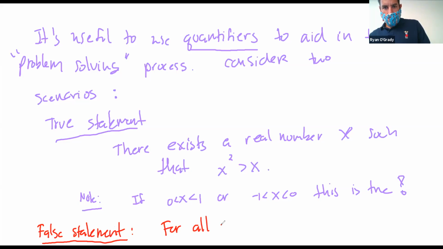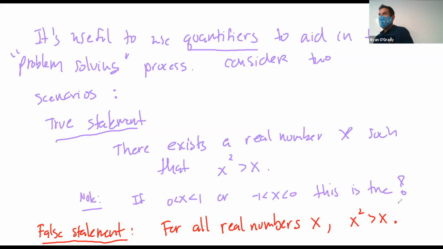For all real numbers x, x squared is greater than x. That is clearly false. Why do I know it's false? Let me rephrase that. We would say this statement is false because, intuitively, we found a counterexample. Think intuitively now.